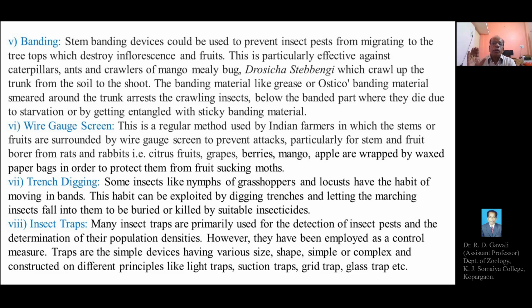So, trench digging is a technique that can be used for the control of nymph or young stages of the grasshoppers and the locust. These grasshoppers and locusts, adult or nymph stages, have the habit of moving in bands. At a time they move from one place to another in the form of jumps, a long jump or leap.